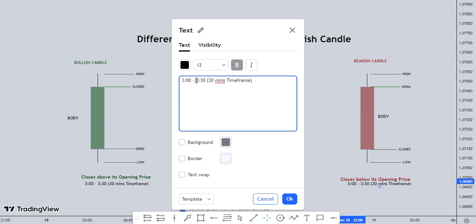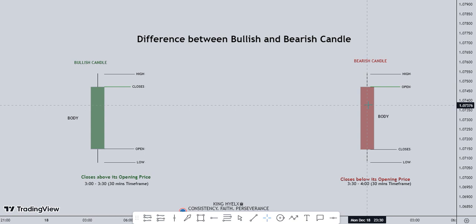This one is from 3:30 to 4 o'clock. Remember, guys, we are on the 30 minutes time frame based on this illustration I'm giving you. We're on the 30 minutes time frame, which means each candle represents 30 minutes, right? So this candle was opened at 3 o'clock here, traded low to form the low of the candle, traded high to form the high of the candle, and then finally closed at a particular price at 3:30.